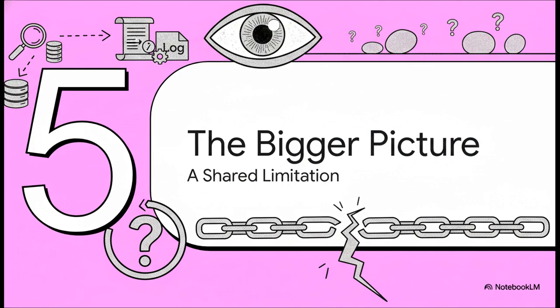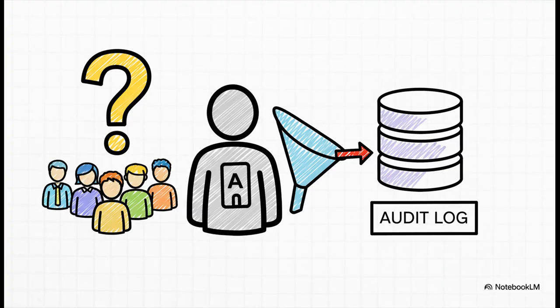Now, before we finish up, I have to point out one crucial thing, a massive limitation that, believe it or not, all 3 of these methods share. It's a bigger picture problem that people often miss. And here it is, the shared database user problem. Just think about how your applications work. Most of them connect to the database with a single generic service account, right? Something like app_user.